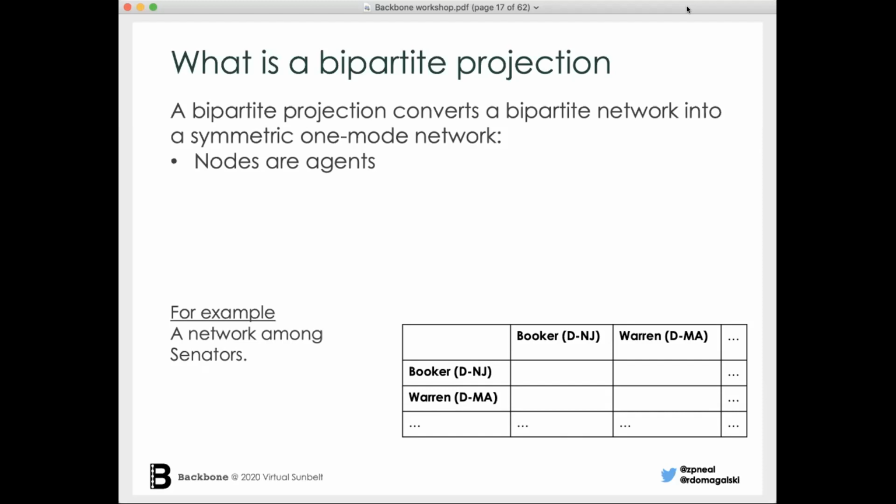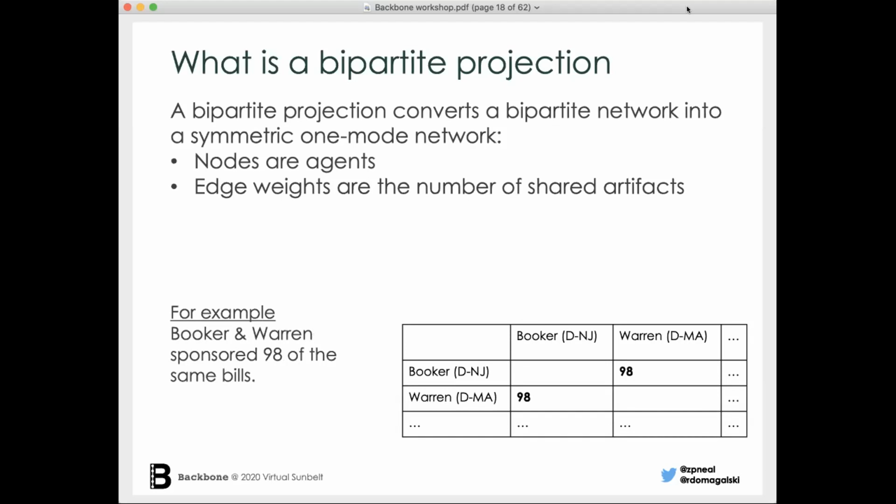The nodes are agents. And so returning to our example, a bipartite projection of that original bipartite data will give us a network among senators. And you can now see, as we would expect in a symmetric one-mode network, our nodes are arrayed as both rows and columns. But in a bipartite projection, the edge weights will tell us the number of shared artifacts between each pair of agents. So in this example, we can see that Booker and Warren sponsored 98 of the same bills.